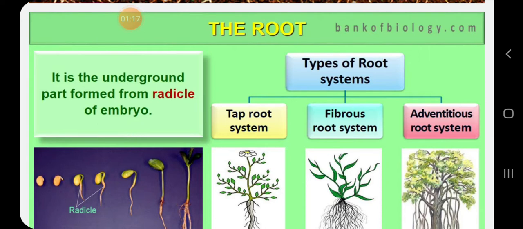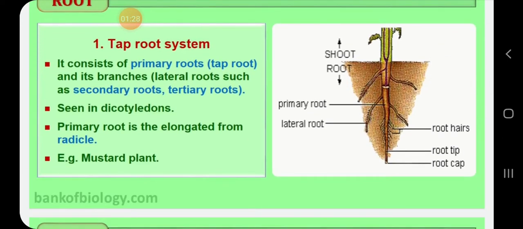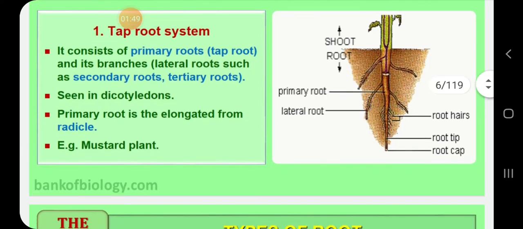There are different types of root systems: taproot system, fibrous root system, and adventitious root system. The taproot system we will talk about first. It consists of the primary root and its branches. The primary root is the main part which directly grows from the radicle, and after some time it grows lateral branches, which are the secondary roots.